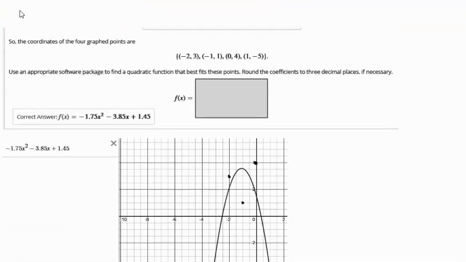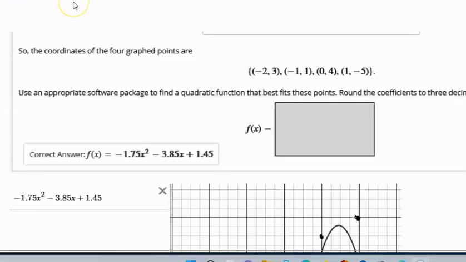Did you get these? Let's make it bigger. Now they want you to put this into your software to find the equation, and you want to round to 3 decimal places. Here we ended up with just needing 2, and there's the answer to this.